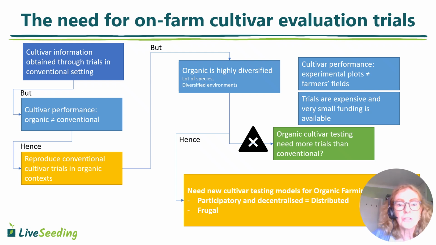So that's why we need new cultivar testing models for organic farming, and that's why we've come to this idea of participatory and decentralized or distributed trials using these principles of frugal innovation. So that's again explained a little more in the webinar.